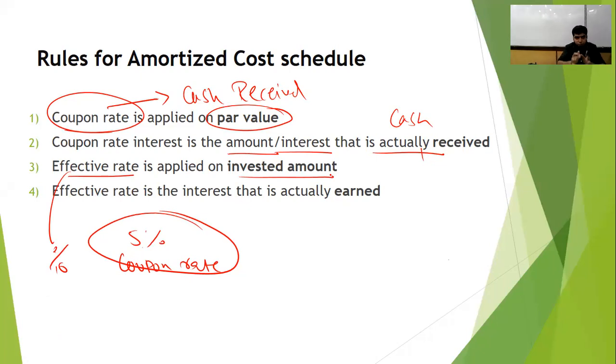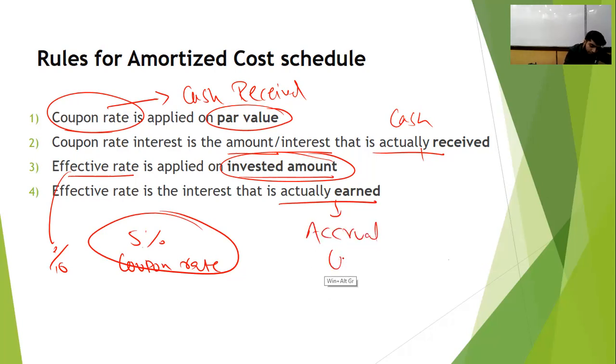Once I begin with the question, don't worry, I will explain each and everything. But you need to memorize these four points. These four points are the crux of this chapter. Effective rate is applied on the invested amount. Number four, what is that effective rate? It is the interest that is actually earned and not received. That is based on the accrual concept. There are two types: the interest earned, that is the effective rate, and the amount of interest received, which is basically the coupon rate.